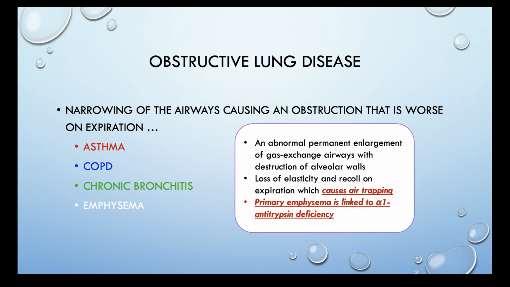And then we have emphysema. So this is an abnormally large airway where you have stretched out alveolar walls that don't contract very well. They're not that compliant. They're just kind of floppy and stretched out. So you don't get really good gas exchange. You have that loss of elasticity and recoil when they breathe out, and this causes air to actually get trapped in the lungs. Primary emphysema, which is the most common, is linked to an alpha-1 antitrypsin deficiency, and that's important to know.